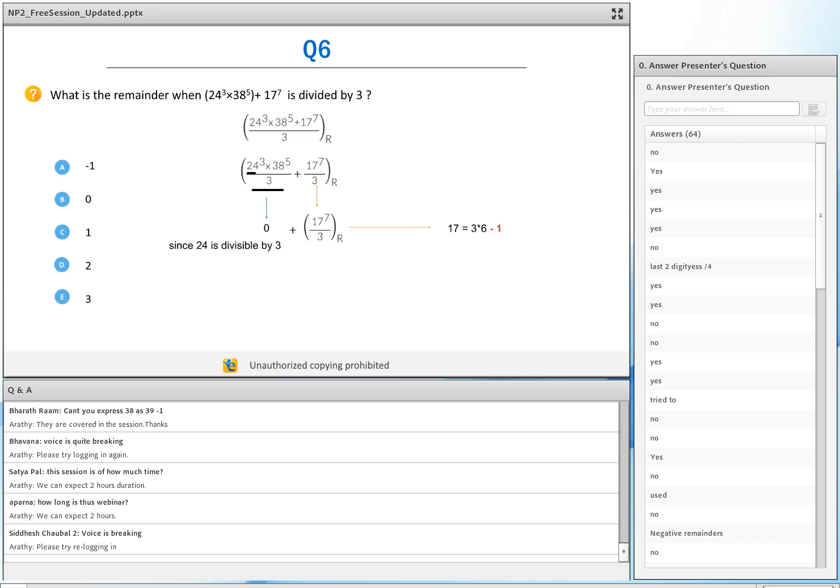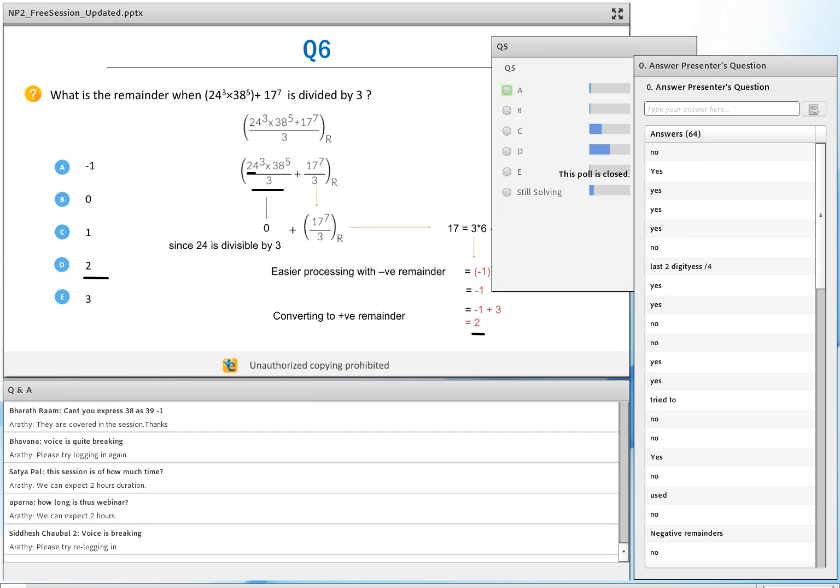Now, the way I would prefer to express it is 17 as 18 minus 1. Although you could do it as 15 plus 2 as well, but again, there the math does start to become a bit more challenging. So when you do 18 minus 1, or 3 times 6 minus 1, the remainder is minus 1 to the power 7, which becomes a negative number. So you add the divisor back to it by converting it into a positive remainder, and you get the answer as 2, which is choice D, which is what about half the class chose over here.